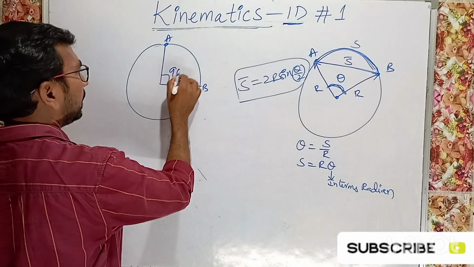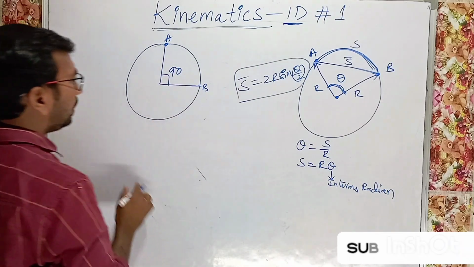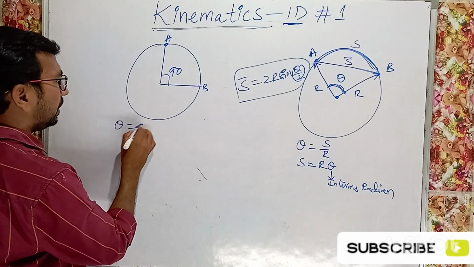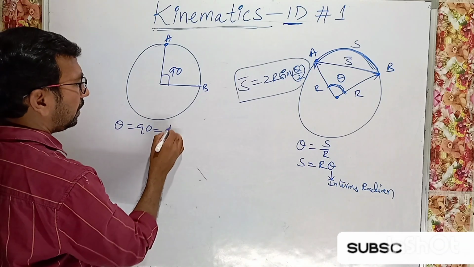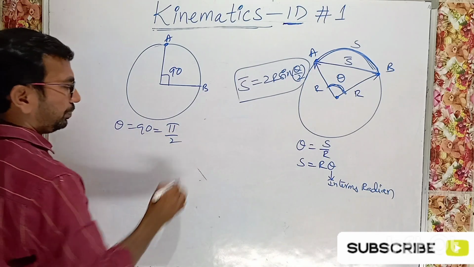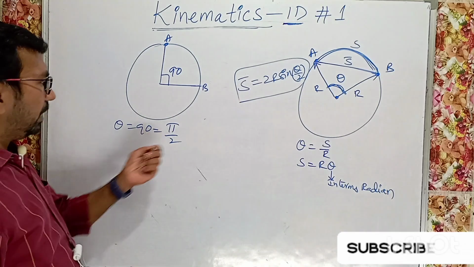So this is 90 degrees. You can check this. So angle theta is equal to 90 degrees. So you can write pi by 2. 90 degrees means pi by 2.